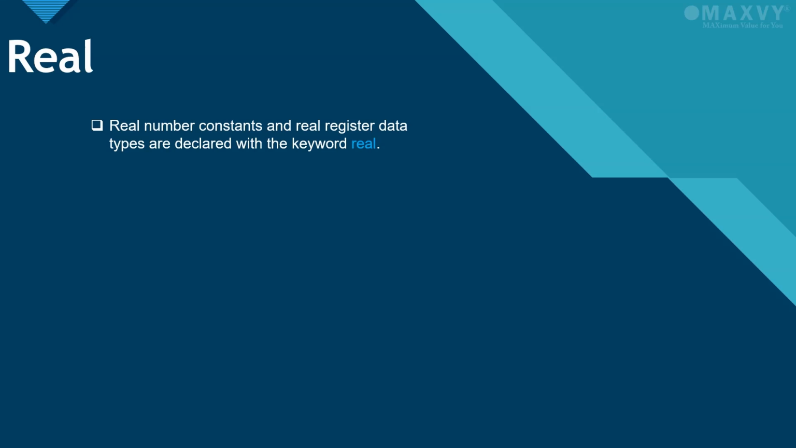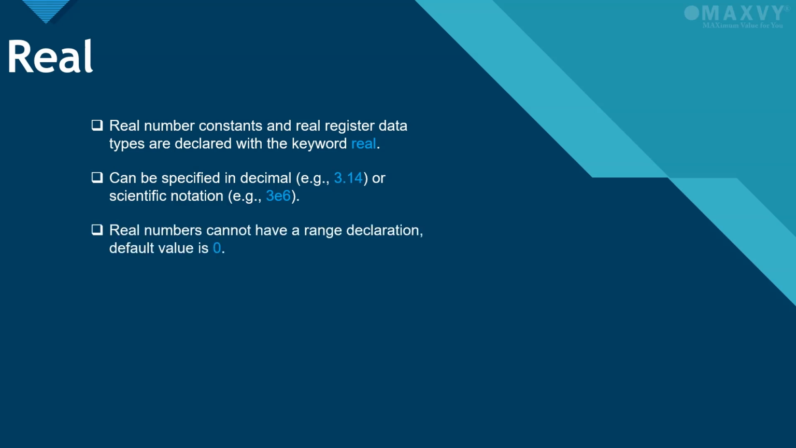To declare a real number in Verilog, we use the keyword real. It is straightforward, just like declaring other variables but with real. You can specify real numbers in decimal form like 3.14. You can also use scientific notation such as 3e6 for 3 times 10 to the power of 6. One thing to note is that real numbers in Verilog cannot have a range declaration. By default, if you don't assign a value to a real number, it will be 0.